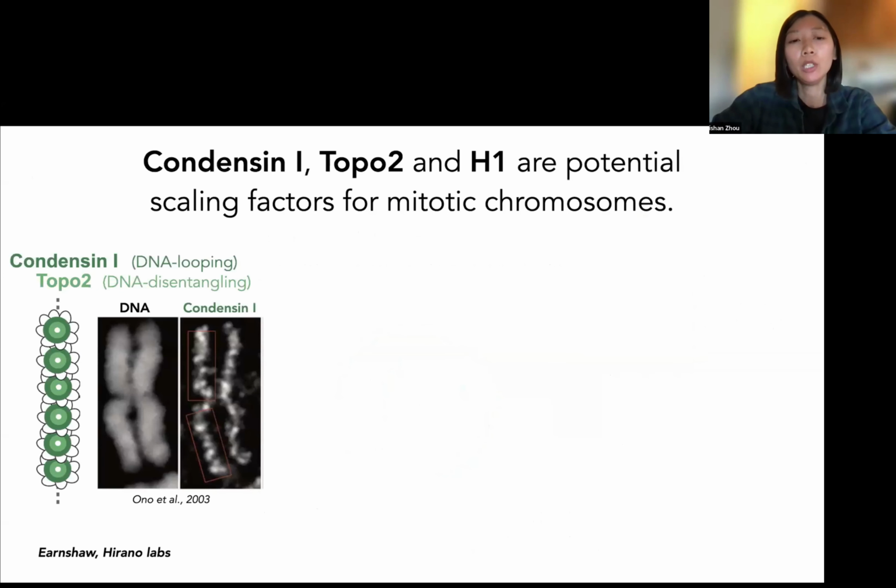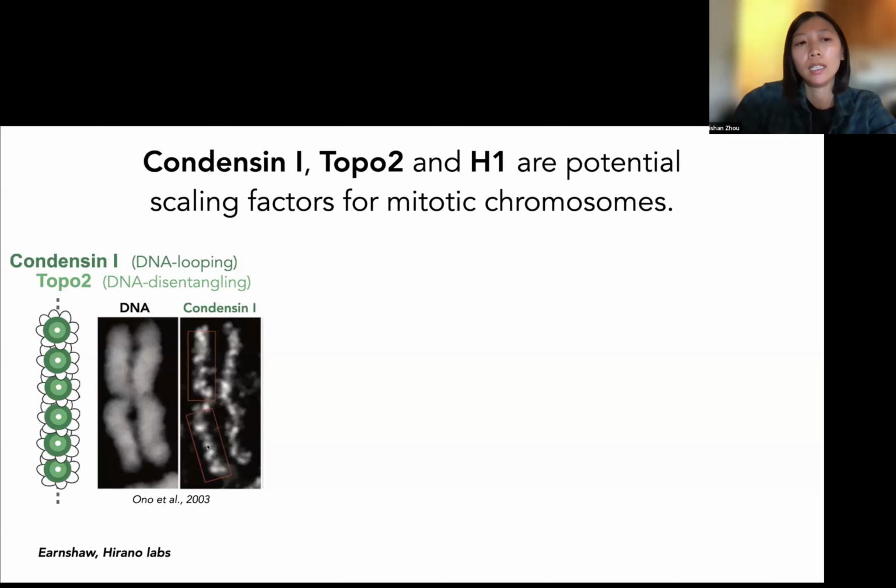Okay, so when it came to trying to identify potential scaling factors for mitotic chromosomes, we immediately turned our attention to two really important enzymes, condensin 1 and topo 2, which are each necessary, but together actually sufficient to build mitotic chromosomes out of chromatin. And these two enzymes really sit dynamically on the central scaffold, which you can see here in cartoon form, but also based on an IF stain of condensin 1 on a human chromosome.